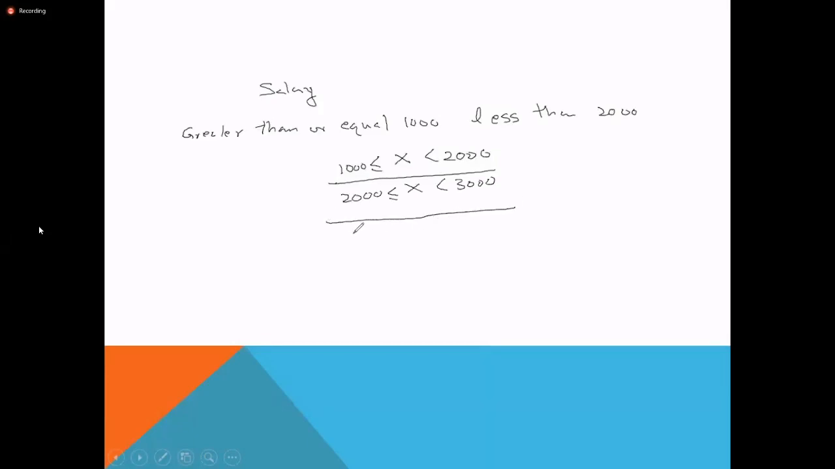Then this may be more than or equal to 3000. This is just an example, right? Then it's less than 4000. So what is the class size and what are the class limits then? The class limit gaps are not included here. Then you can see there are no gaps.